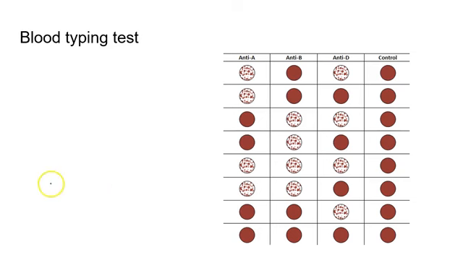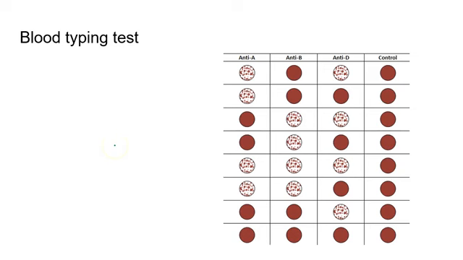Next, we have the blood typing test. Make sure we know the 8 blood types: A positive, B positive, AB positive, O positive, and A negative, B negative, AB negative, and O negative.